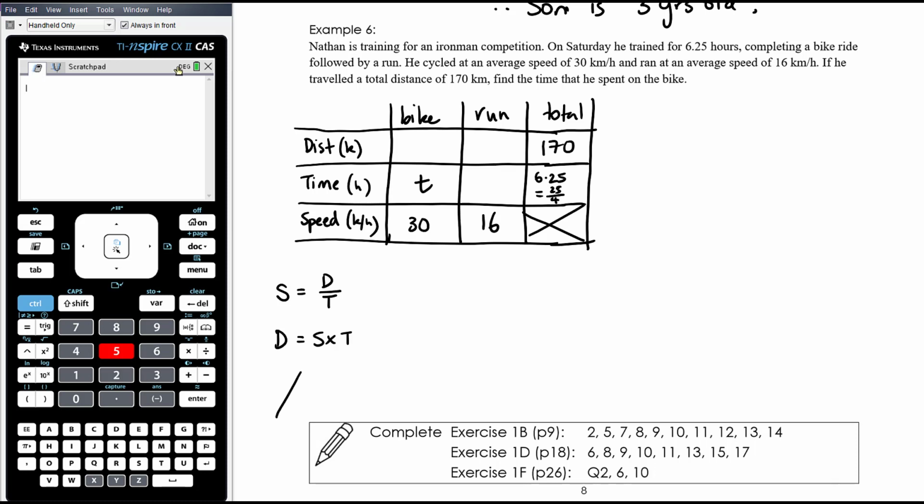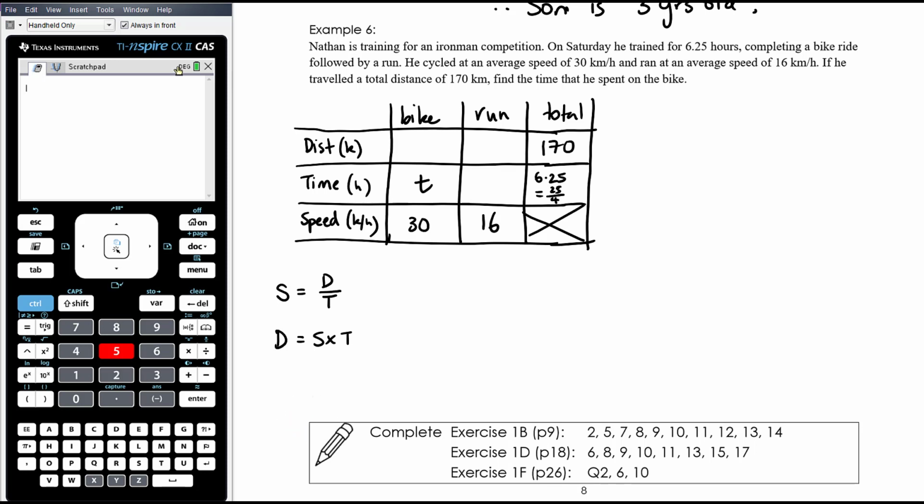Some of you might also be familiar with the triangle, speed, distance, time, where you cover up the thing you're looking for. So if you're looking for speed, you cover up speed, and then speed is distance divided by time. If you're looking for distance, then you cover up distance, and distance is speed multiplied by time. And similarly, if you're looking for time, cover up time, and time is distance divided by speed.